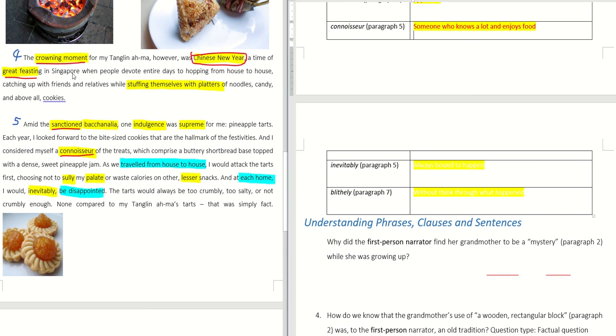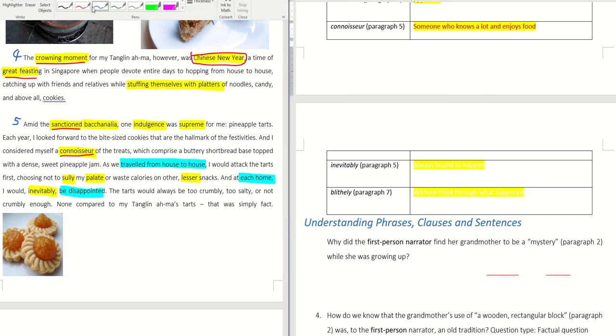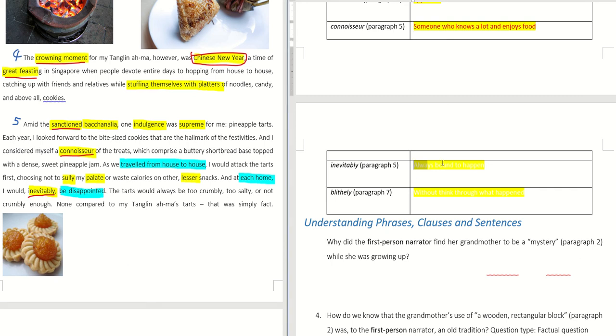Inevitably. Inevitably is here. So she went to so many places to try all the pineapple tarts. And what happened? Tarts would be always too crumbly, too salty, not crumbly enough. She is always disappointed. That always happens. So inevitably means always bound to happen.